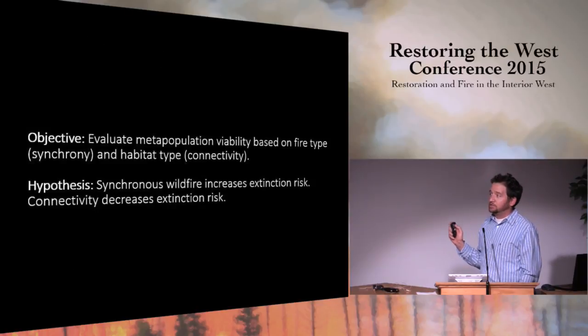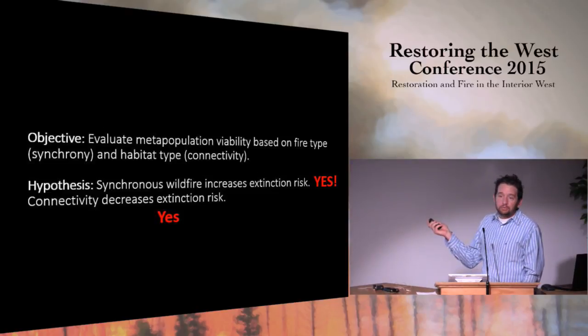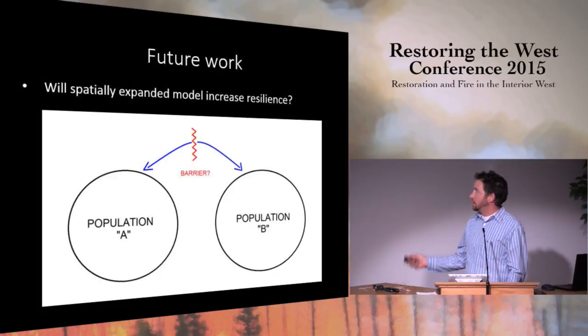So yes, we know that synchronous wildfire does increase extinction risk and connectivity decreases it. I'm going to scale this up in the future to include more than just 2 spots in the watershed, because there are a lot of streams.